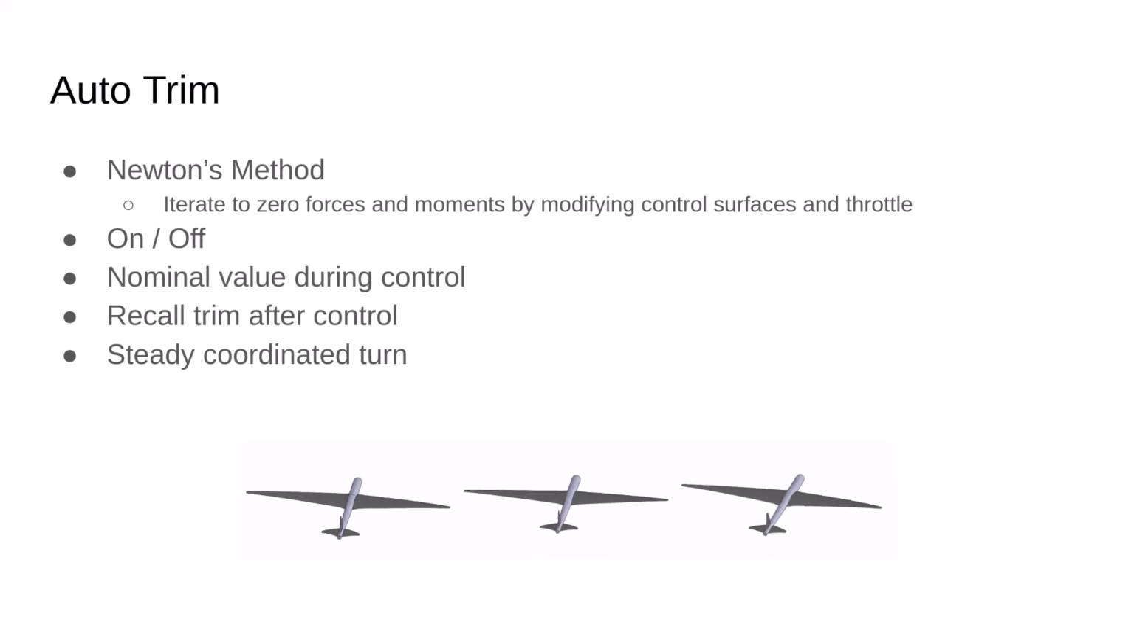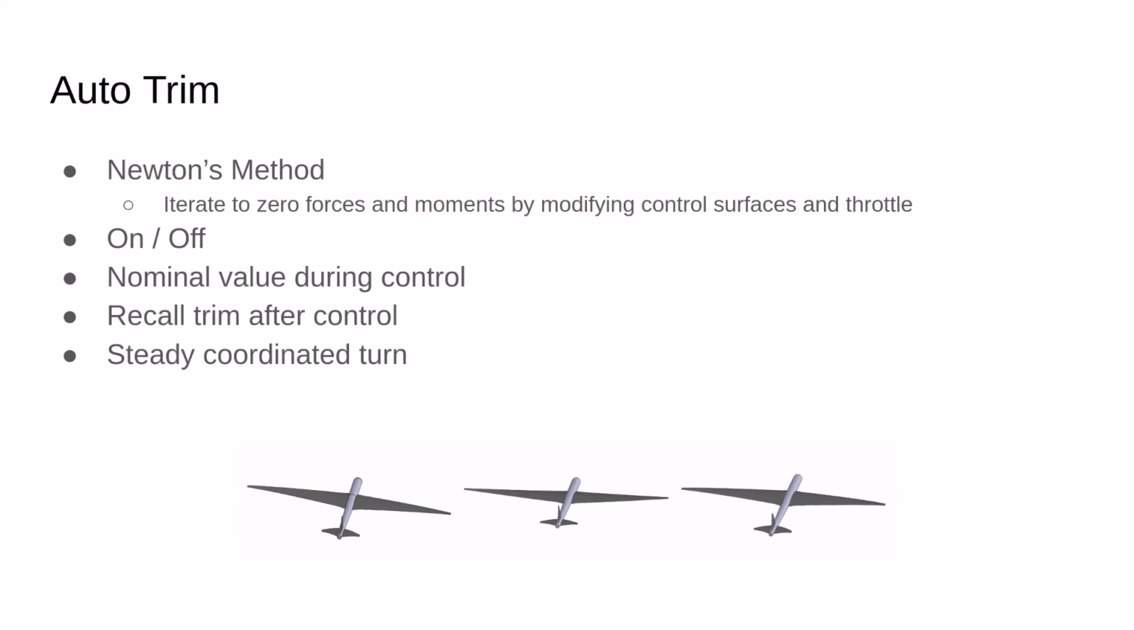Alrighty, so getting into some of the things that I've added to my flight simulator. The first is an auto trim capability. So this uses Newton's method to iterate to remove the forces and moments on the aircraft with control surfaces and throttle settings. This auto trim can be turned on and off. Now the aircraft comes into the flight simulator trimmed, but you can move out of that trim state, which will be shown in another video.